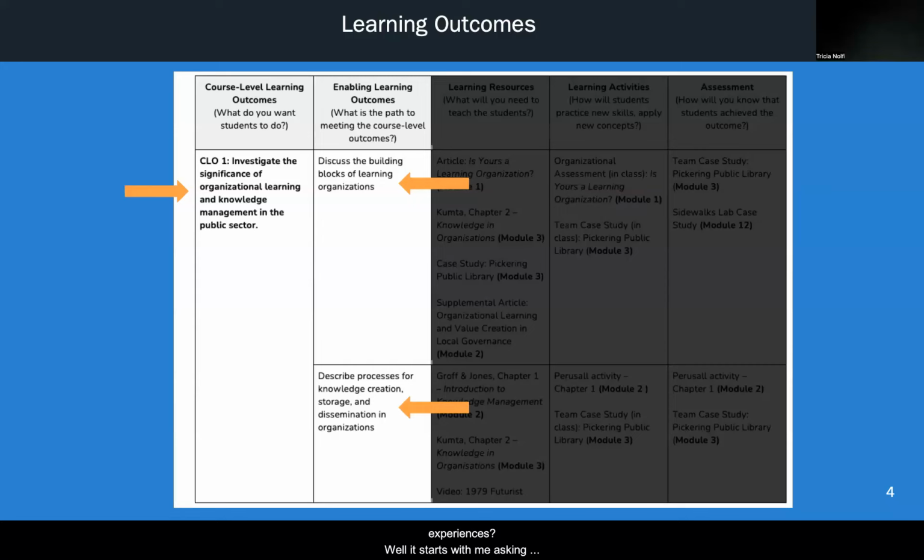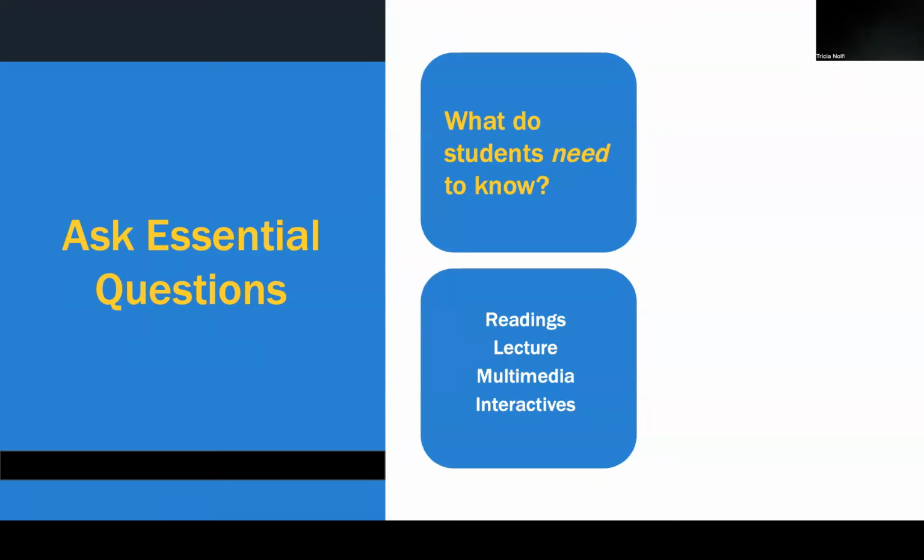Well, it starts with me asking some key questions. Now that I know what outcomes I'm trying to have the students achieve, I will ask myself 2 critical questions. The first is, what do students need to know? So first, I will think about how the related concepts, ideas, or theories will be presented to the students so that they can understand them.